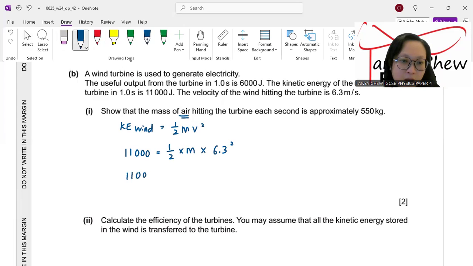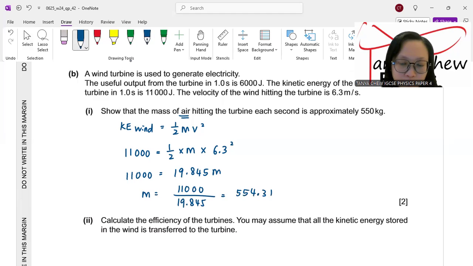Now I have 11,000 is equal to, if I square it here, I get 19.845 m. Therefore, the mass is 11,000 divided by 19.845, which is equal to 554.3 kilogram. Now, this is what I call intermediate answer. When the question asks you to show the final mass to be approximately equal to 550 kilogram, you have to show the intermediate answer before you round it off to 550 kilogram. That will give you that 1 mark there.